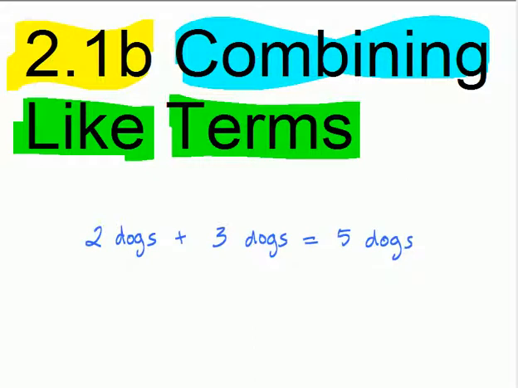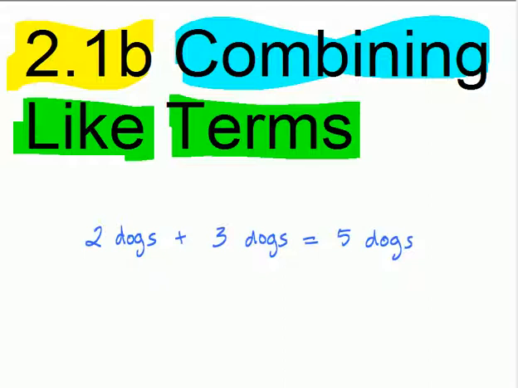In 2.1b, we're going to be taking a look at like terms because we can only combine like terms. And by combining, we're talking about just adding and subtracting. Take a look here. You all know that 2 dogs plus 3 dogs equals 5 dogs. So keep that in mind as we're looking at combining like terms.